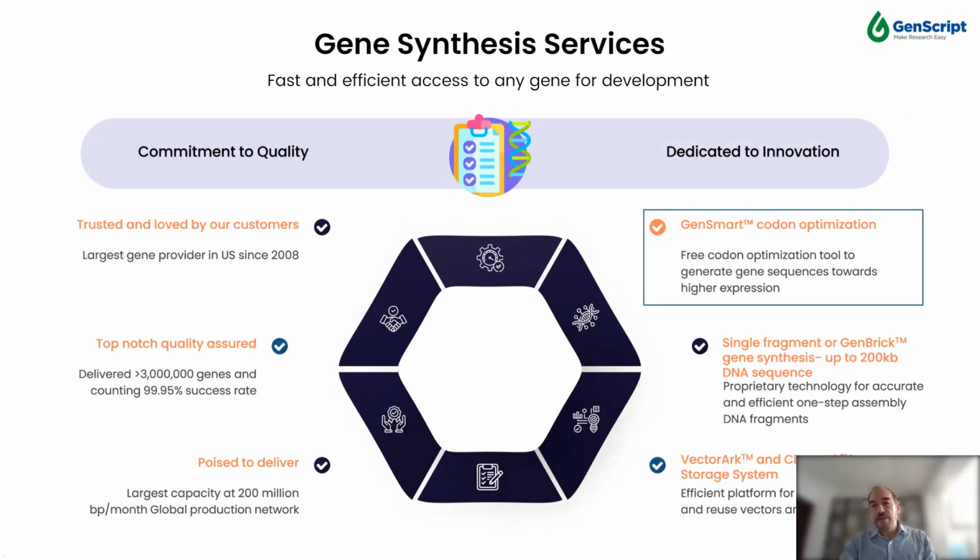In addition, we have very easy to use tools such as the GeneSmart Codon Optimizer. It's very easy to use software, available to all our customers. You can use it to do the codon optimization for your genes of interest before the synthesis, and then easily place the order. We can synthesize the gene of interest, of course, as a single fragment or as a gene brick or gene fragment, essentially. Especially as gene bricks, we can synthesize up to 200 bases DNA sequences. We have proprietary technologies for accurate, efficient one-step assembly of these gene fragments after the synthesis.